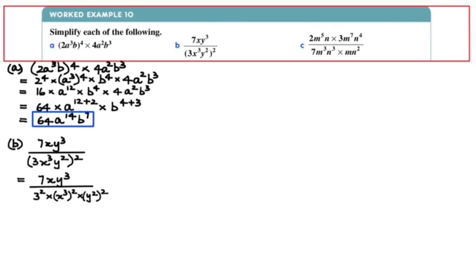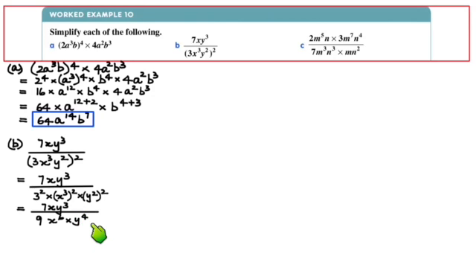Alright, now, what we can do now is we can basically just simplify this in our next line, like that. 7xy cubed over 9, 3 squared is 9, x to the 3 times 2, which is x to the 6, times y to the 2 squared, which is y to the 4. Alright? Now, this is about as simple as this can get.